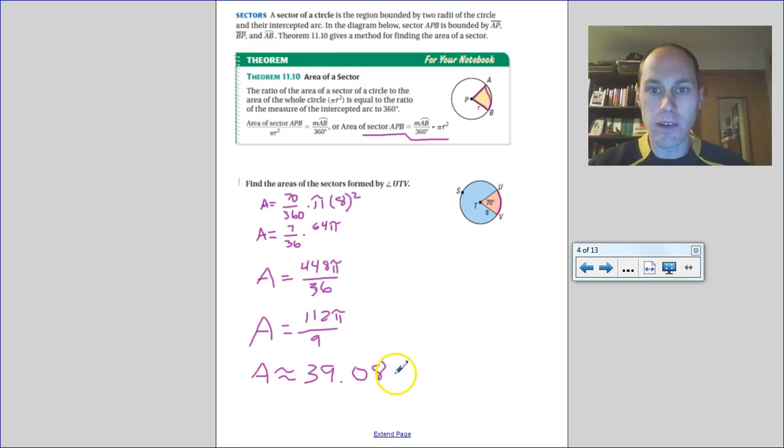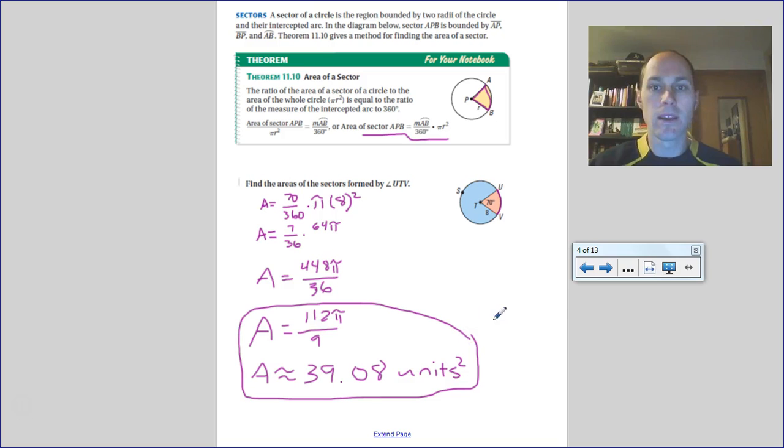Let's see what our unit is. We don't have any units, so units squared. Okay, so either of these would be valid. So remember, to find this sector, just find the portion of the pie and multiply by the area of that circle.